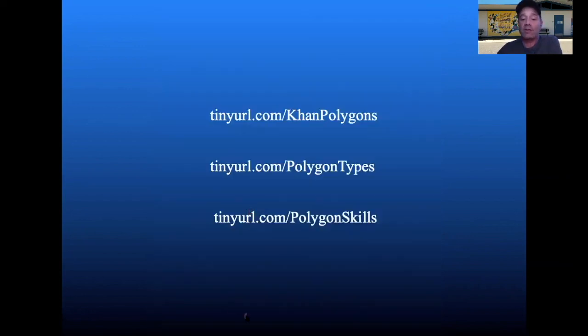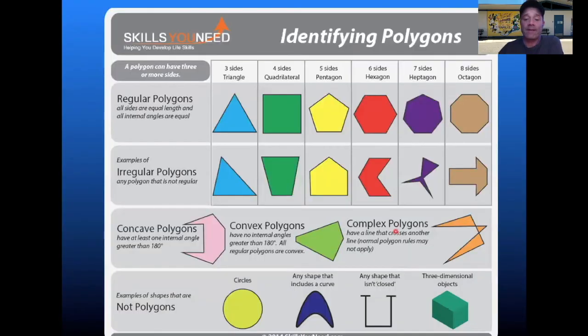And you can go to check out more information on polygons here, polygon types and polygon skills with great little videos, quizzes, and lessons for you as well. And one of them leads to something that looks like this, which I think is pretty cool. It shows you regular, irregular, the names, concave, convex, complex, and not. So go ahead and take a look at all of that. Make sure you know your polygons, and we're hitting into geometry.